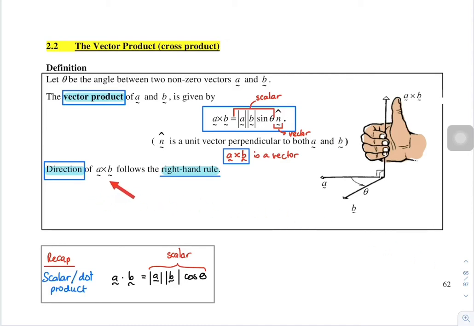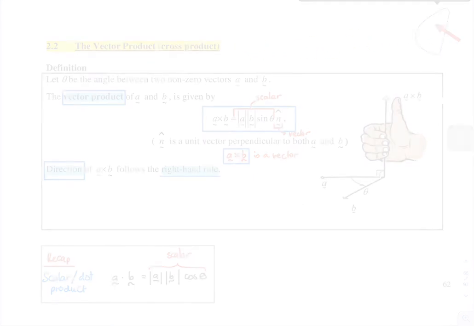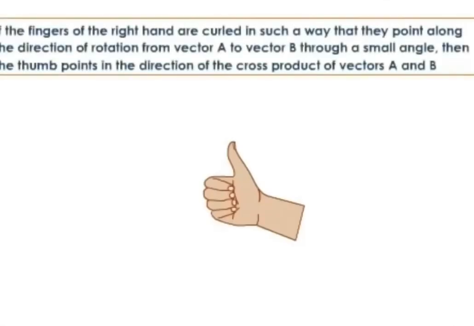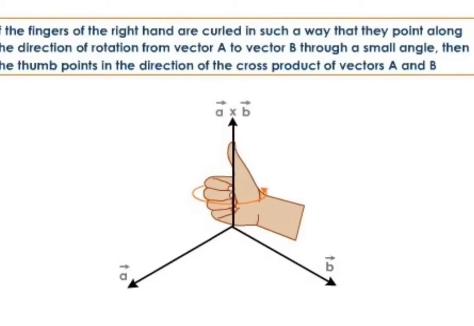Now the direction of A cross B follows the right hand rule. If you look at this setup, the thumb points upward when you take the vector A with your fingers curling towards the vector B. Your thumb will be pointing up, and that will be the direction of the vector A cross B, and this vector A cross B is perpendicular to both the vector A and the vector B. So this is the vector product or the cross product. Right hand thumb rule: the rule states that if the fingers of the right hand are curled in such a way that they point along the direction of rotation from vector A to vector B through a small angle, then the thumb points in the direction of the cross product of vectors A and B.